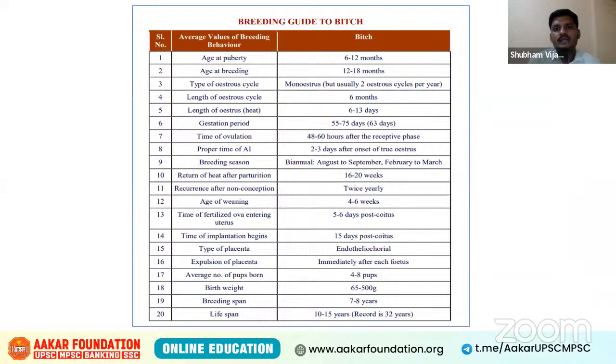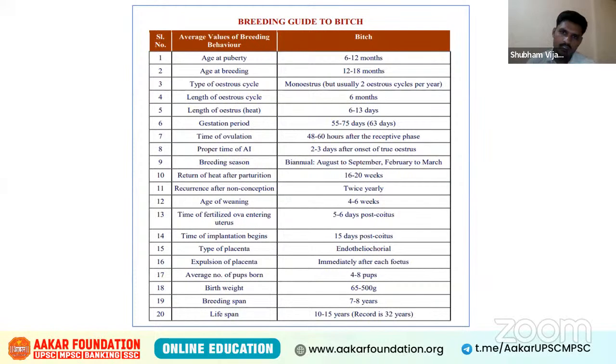So here the age of puberty is about 6 to 12 months, but the age of breeding is 12 to 18 months. This is a monoestrous animal, not like polyestrous animals like cow or buffalo, whose estrous cycle repeats frequently after a regular 21 day cycle. So it's not like that. In dogs, the estrous cycle comes hardly twice in a year. Length of the estrous cycle could be about 6 months, and length of the heat period is about 6 to 13 days. First one is the estrous cycle, involving all the phases of estrus, and the estrus period is of 6 to 13 days.